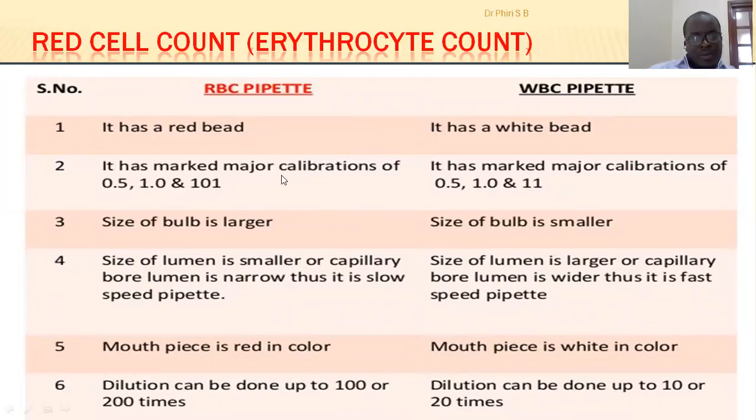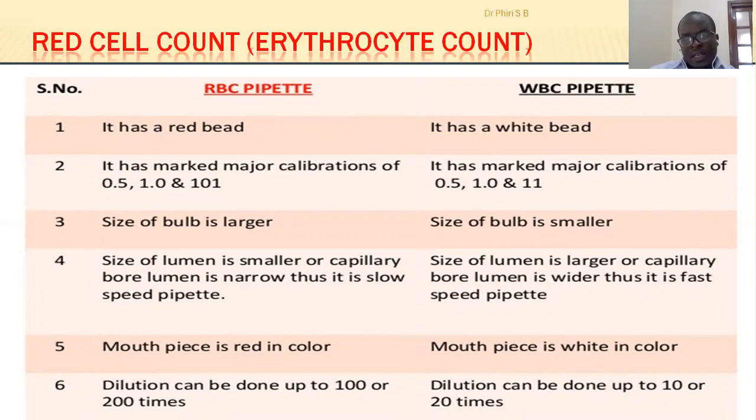Then the size of the bulb. Red blood cell pipette has a larger bulb as compared to white blood cell pipette. Then the size of the lumen is smaller, or the capillary bore lumen is narrow. Thus, it is a slow speed pipette. So when you're talking of red blood cell pipette, the lumen is smaller, so the amount of fluid that you can aspirate per time is not as much as the white blood cell. Why? It's because the lumen is smaller. So it's also referred to as a slow speed pipette.